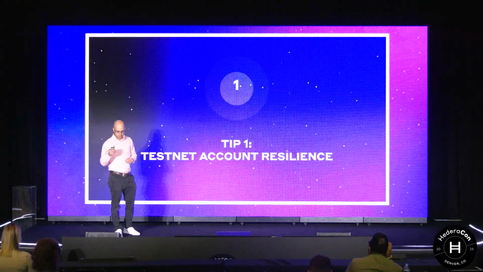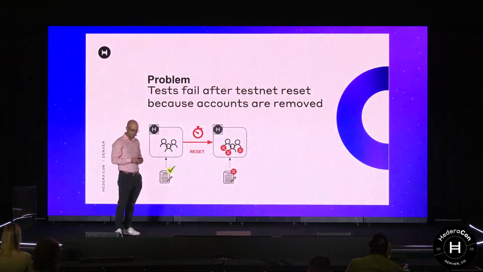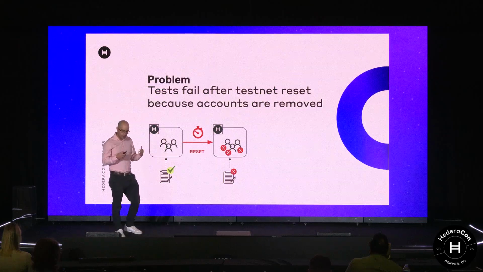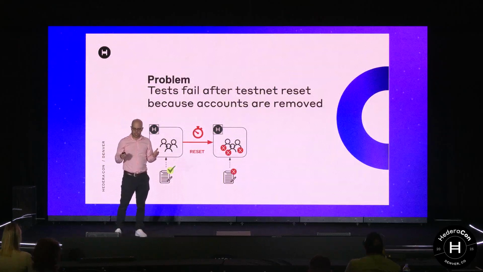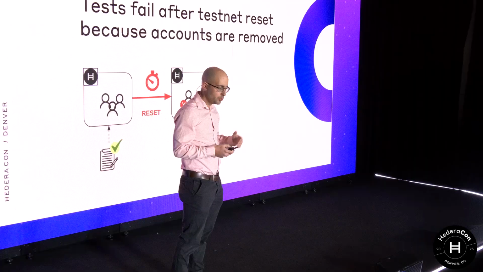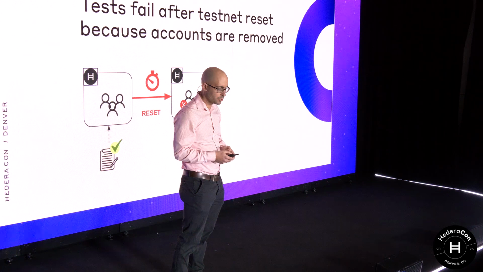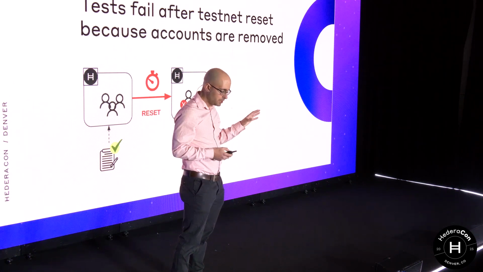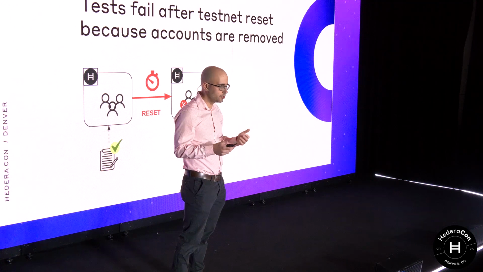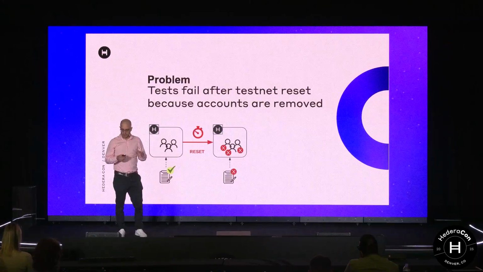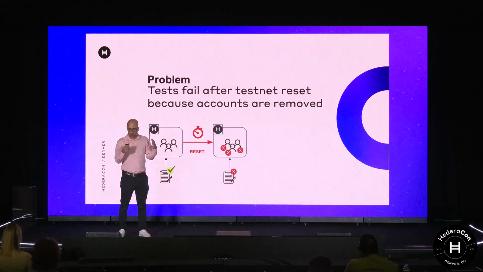So the first tip is about testnet account resilience. If you are testing your applications on the testnet network, which you will have to do at some point during the development lifecycle, you will need to have some testnet accounts pre-generated in order to send transactions to the network. And you will probably store all the information about those accounts in a configuration file, like a .env file or something like that. So you will be storing the public key, the private key, these sorts of things.